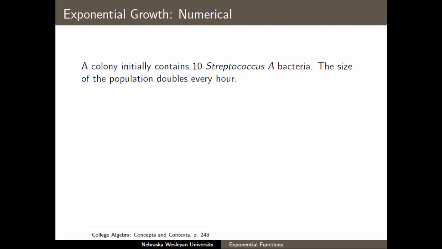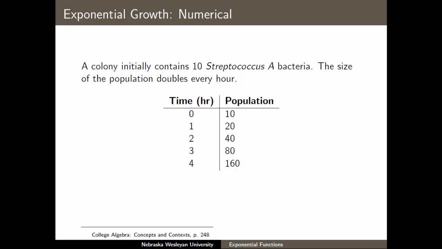Suppose we begin with a population of 10 strep bacteria, and the size of the population doubles every hour. Numerically, the situation looks like this. At the beginning, we have a population of 10. Then 1 hour later, we have a population of 20. 2 hours later, we double the population again so that it's now 40. Notice that as we increment time by 1 hour, the population is multiplied by 2.